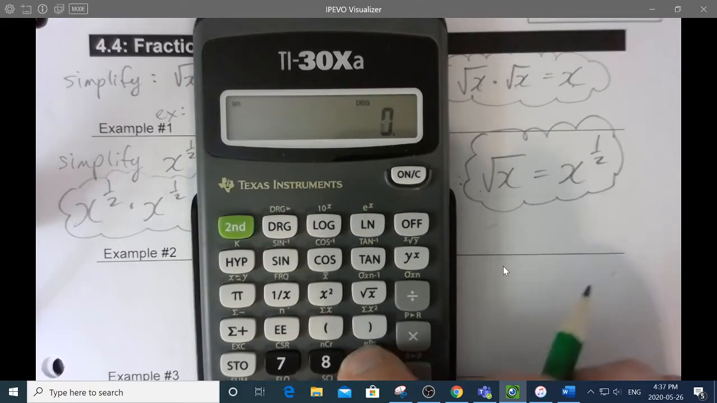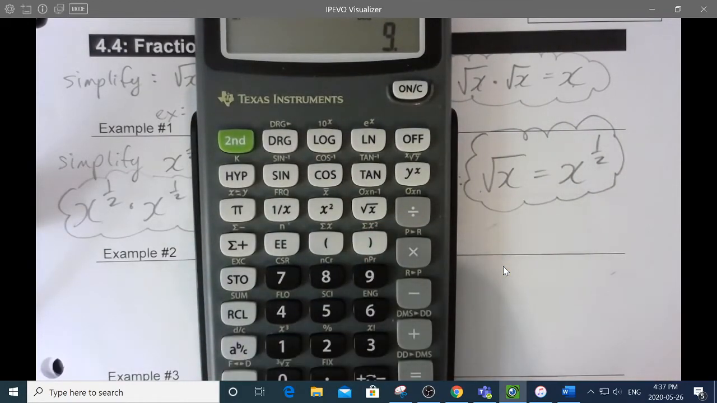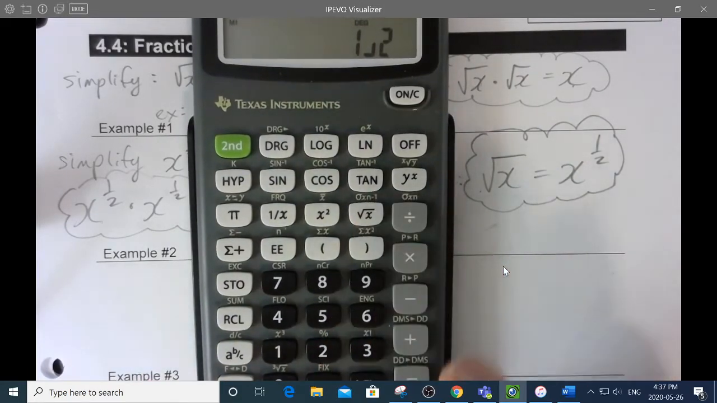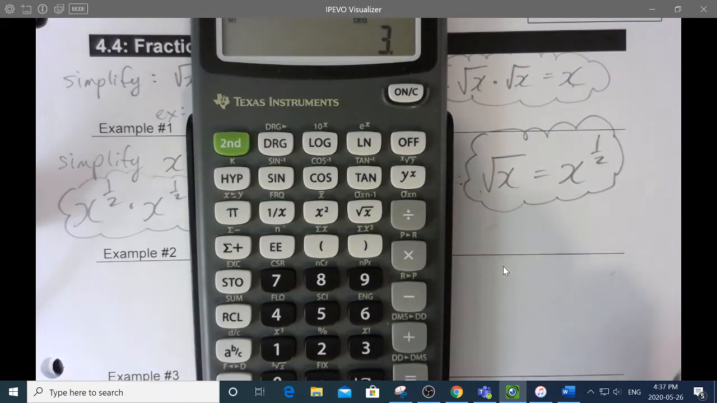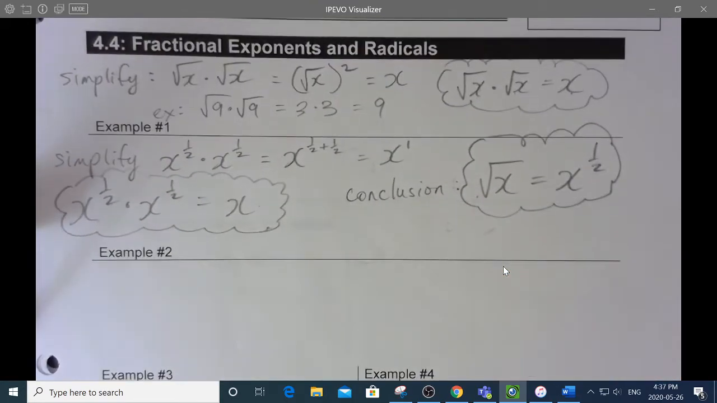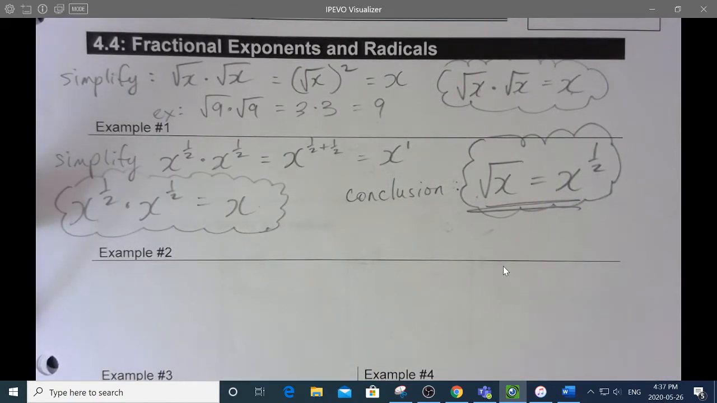So let's try it. Let's go 9 to the power of, and let me enter a fraction. Those of you do know you have a fraction button on your calculator, right? 1/2. I honestly don't know if this is going to work. Oh yeah, it does. Yay! Fancier calculators can do it for sure. So there we go. That's kind of the main gist of this. And okay, so that's example 2.